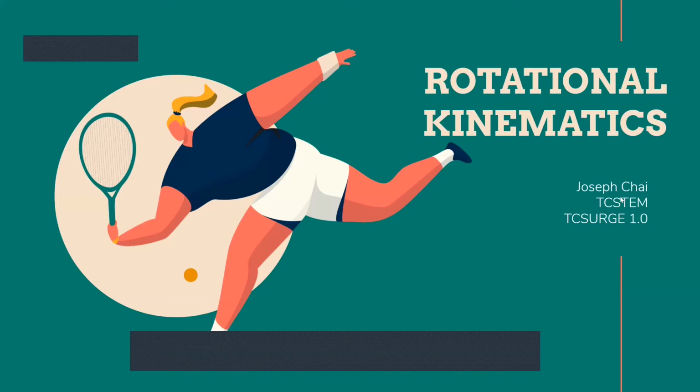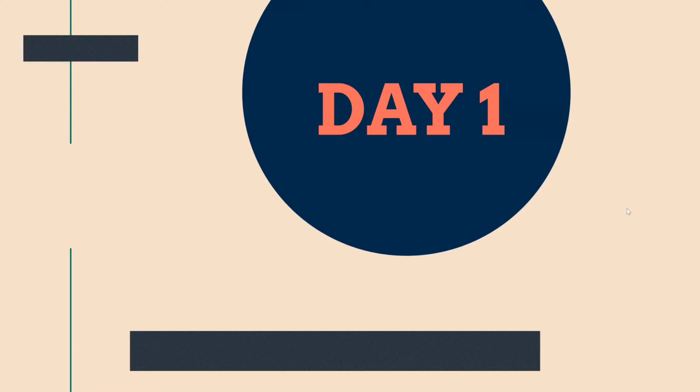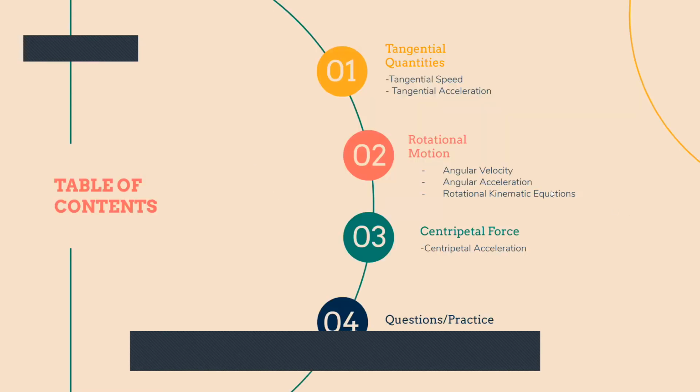So just going back to rotational kinematics, we're going to start off with day 1, right? The content. We're going to start off with tangential quantities, tangential speed, tangential acceleration. Then we're going to be talking about rotational motion, angular velocity, angular acceleration, rotational kinematic equations. Then we're going to talk about centripetal force, right? What does it mean for something to have a centripetal force? And obviously forces create acceleration, right? Because of Newton's second law. So we're also going to be talking about what centripetal acceleration is, and hopefully we have time for some practice and for you guys to ask questions if you want to.